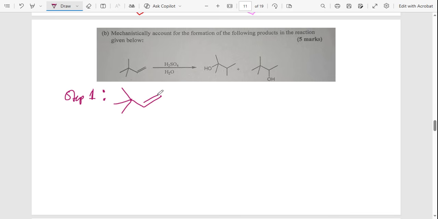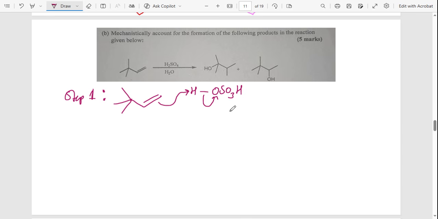What the alkene is gonna do is grab a hydrogen from the acid. So I can write sulfuric acid like this: HOSO3H, so that it's just easy for me to grab that hydrogen. So what happens is that this hydrogen is gonna be grabbed, this bond is gonna break.